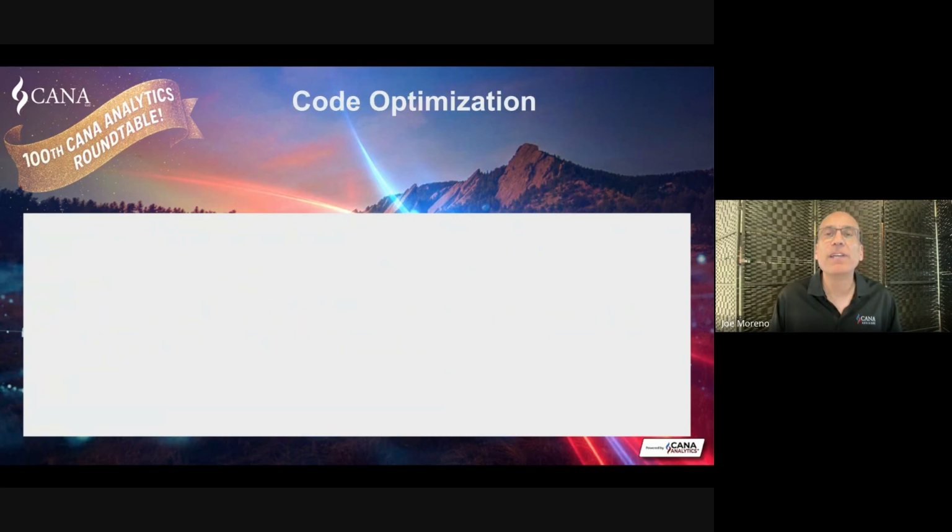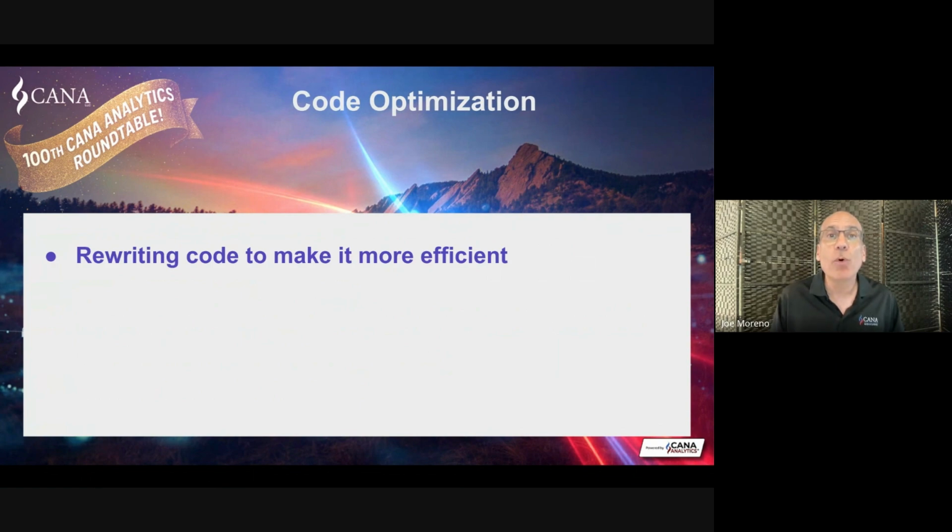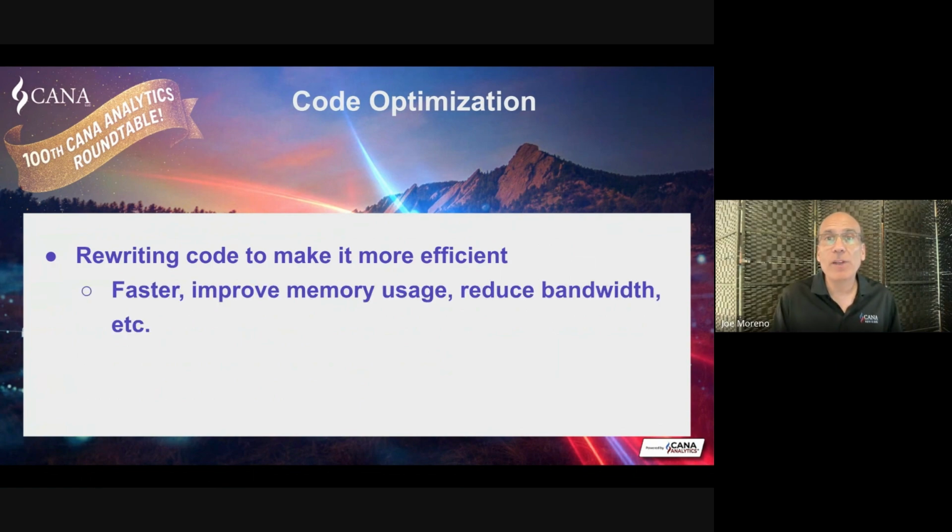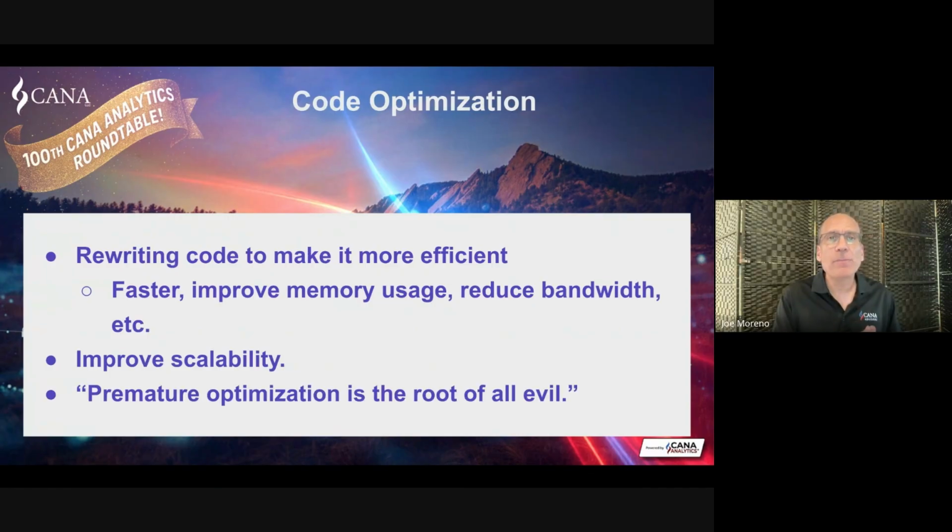And last but not least, we have code optimization. This is rewriting code to make it more efficient. Maybe you want to make it run faster, or use less memory, or reduce bandwidth. This improves scalability. There's a saying, though, that premature optimization is the root of all evil. Don't optimize code prematurely. Wait till it's an issue, so you don't end up wasting time on something that ended up being insignificant.